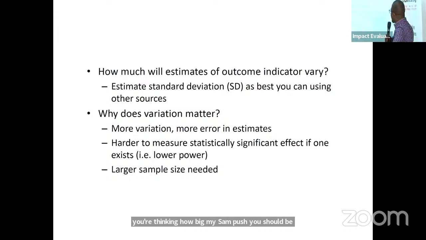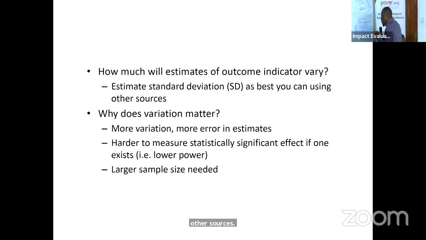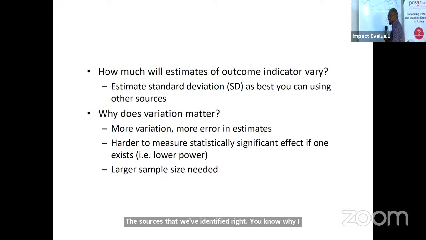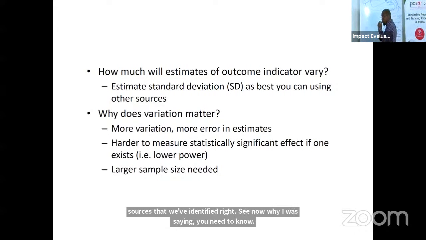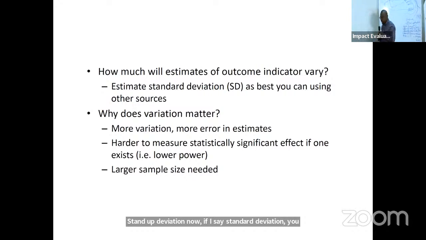You need to ask yourself, how much will estimates of outcome indicator vary? So once you get the data, you need to estimate standard deviation as best as you can using other sources, the sources that we've identified, right? See now why I was saying you need to know standard deviation. Now, if I say standard deviation, you follow, right? Or you have forgotten already, okay?